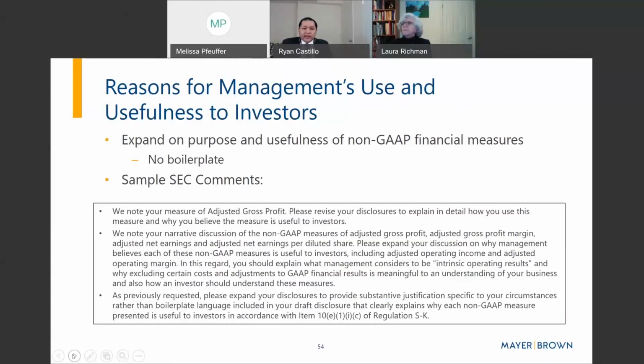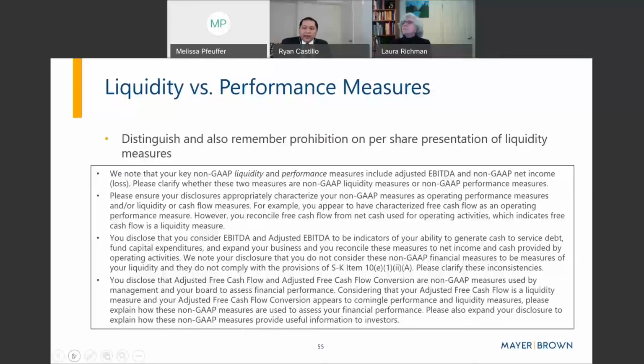Okay, the next few slides talk about SEC reminders for companies to elaborate on the reasons for using non-GAAP and why they believe they are useful to investors. So you have the usual reminders from the SEC. Avoid boilerplate language, clarify when you are using a non-GAAP measure as a performance measure or as a liquidity measure.